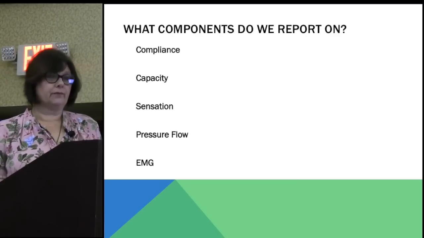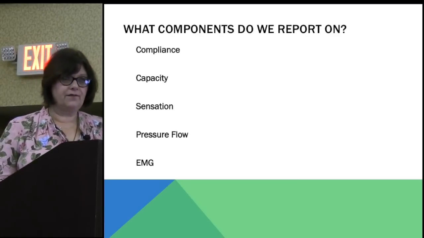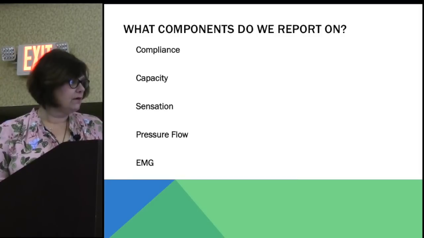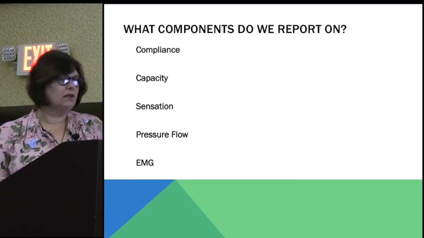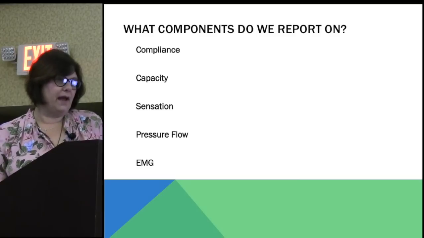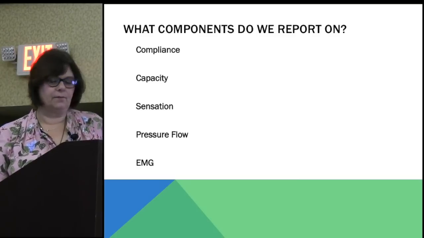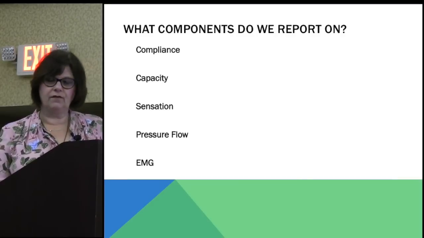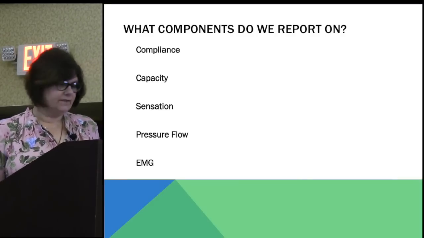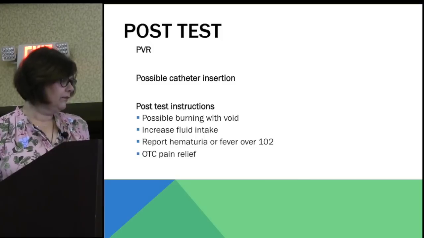And then pressure flow. Again, we're looking at that pressure flow. What is the pattern of the pressure flow? The detrusor muscle and the EMG, what's going on there? Do we have a real high pressure, somebody who's pushing to get past the prostate, or very tight pelvic floor muscles? So again, we're looking at pressure flow and EMG together. It gives us a lot of information.